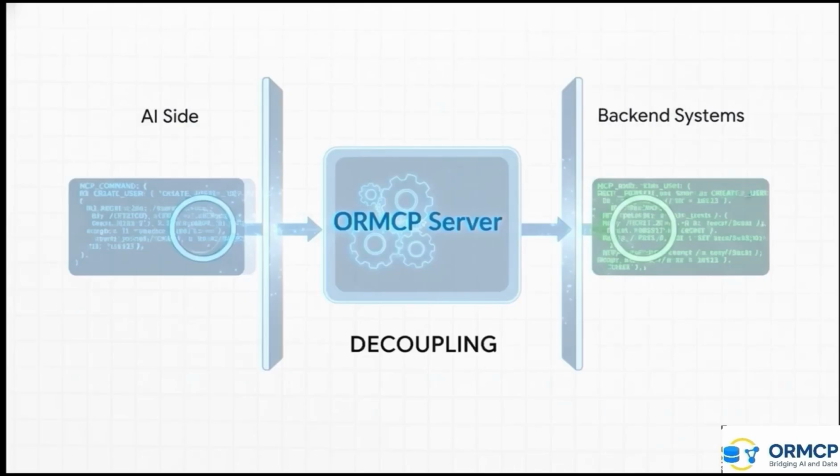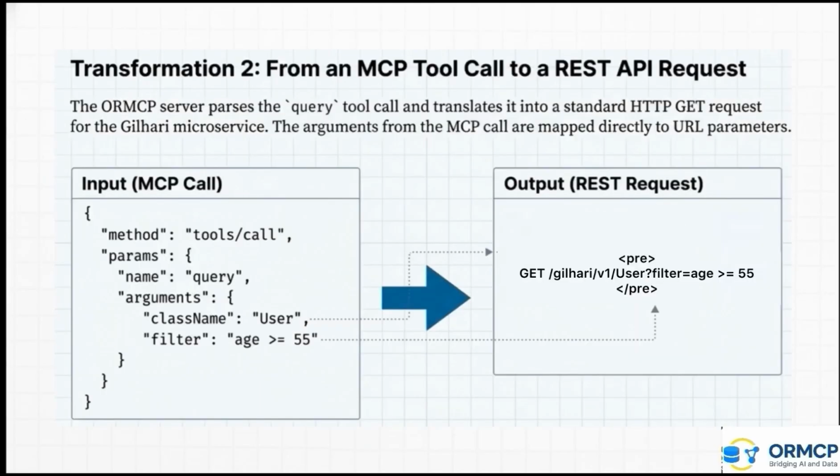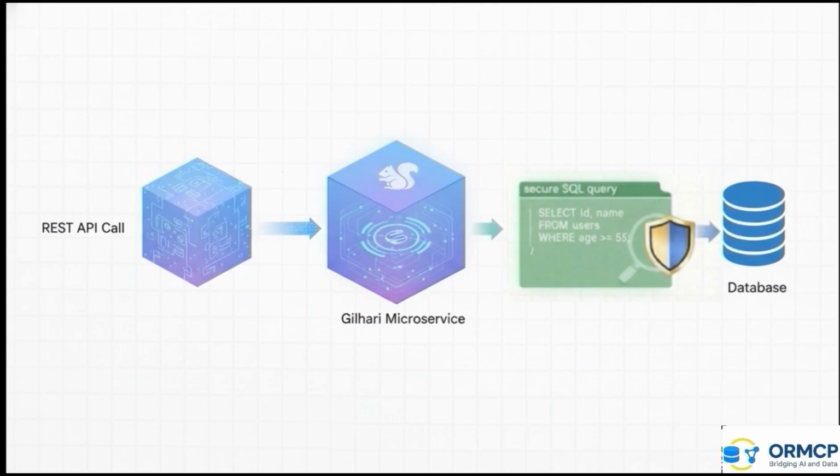So that MCP command then travels to the next layer in our stack, the ORMCP server. You can think of this piece as the system's diplomat. It takes that universal MCP command and translates it into a standard REST API call, the language that pretty much all web services understand. This is such a clever step because it creates a buffer, completely decoupling the AI from what's happening on the backend. And now we arrive at the Gilhari microservice.